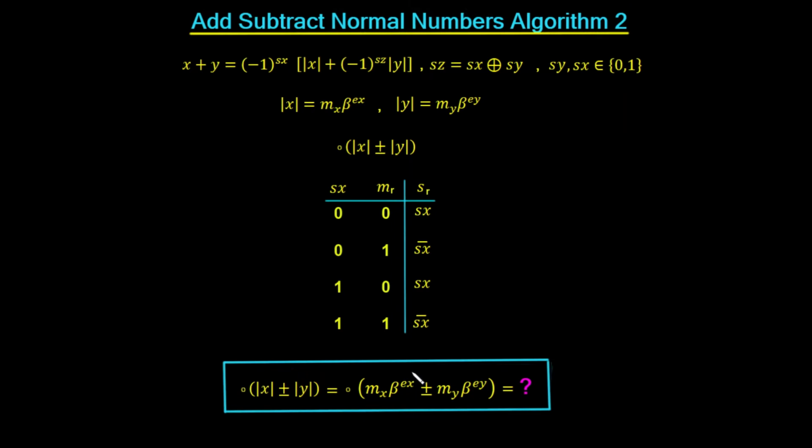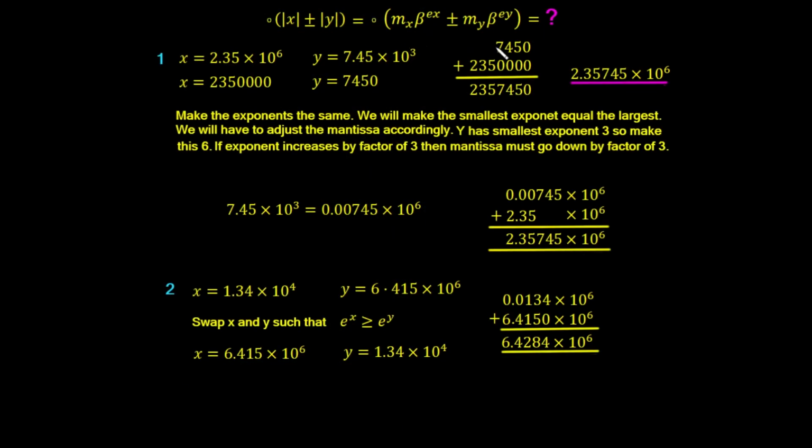And we're going to have the exponent for the value of x, we'll have the mantissa for y, the base for y, and the exponent for y. So the question is, how do we do this adding and subtracting? That's what we're going to look at in this video. So in order to work out how we're going to do this addition and subtraction, we'll make a comparison to the decimal system, and we'll look at a couple of examples here.